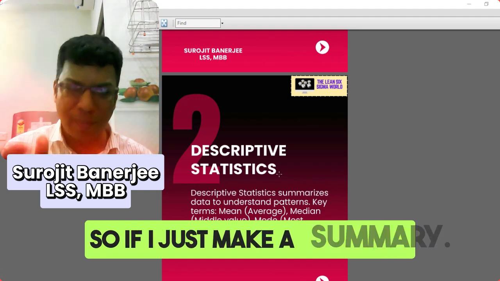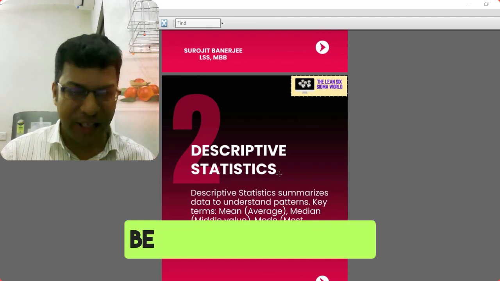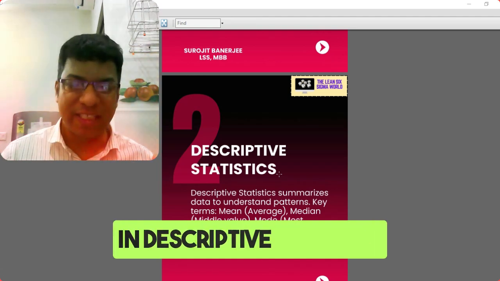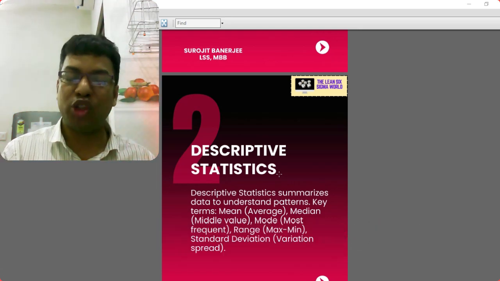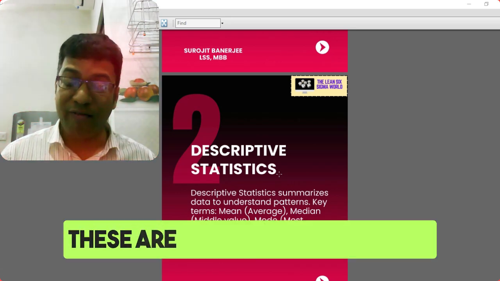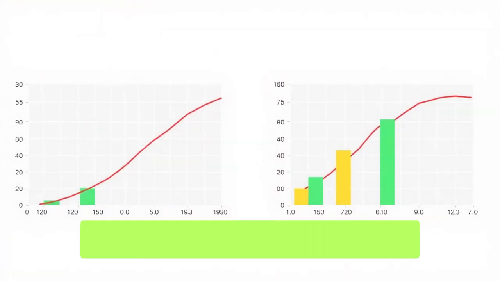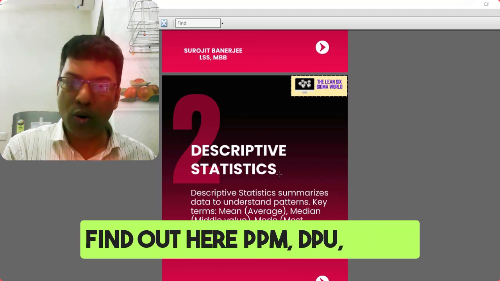So if I make a summary, in descriptive statistics, the sample size will be less than 50. We basically find CP/CPK and PPK. CP/CPK is for the short term, PPK is for the long term, if the data is continuous. But if the data is discrete, we find PPM, DPU, DPMO.